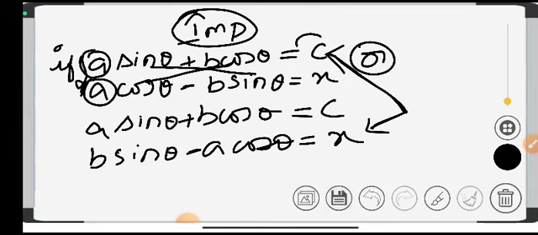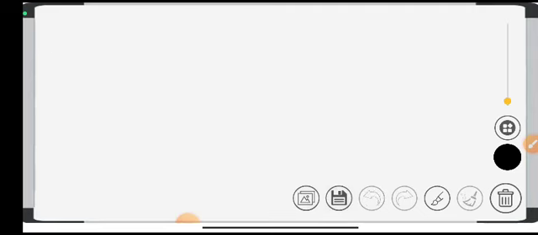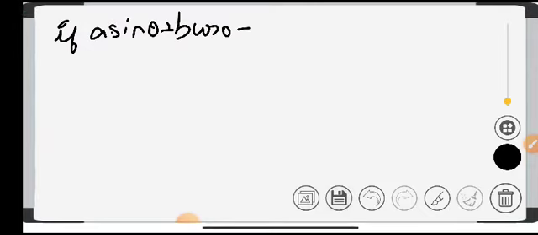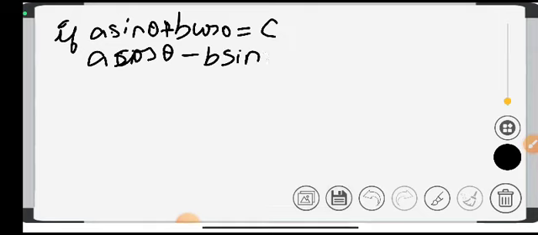I teach you the first one, you should solve the second one. Okay, so a sin theta plus b cos theta is equal to c, and a cos theta minus b sin theta is equal to x.